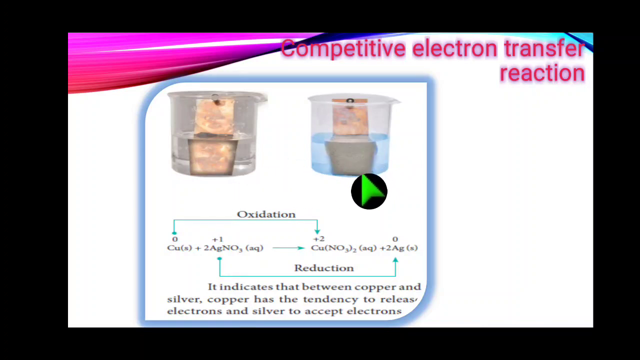So what happened? Redox reaction. Copper initially in zero state turns to plus 2, oxidation number increases, that is oxidation. In silver nitrate, silver carries plus 1, the product side plus 1 turns to 0, oxidation number decreases, reduction. It indicates that between copper and silver, copper has the tendency to release the electron and silver to accept the electron. When we compare copper and silver, copper has a tendency to release electrons, 2 electrons are released, then silver is ready to accept the electron. Oxidation and reduction. It is a competitive electron transfer reaction. Thank you.